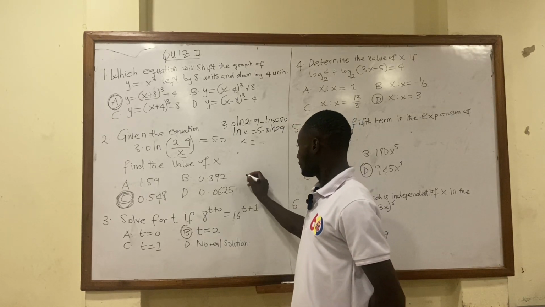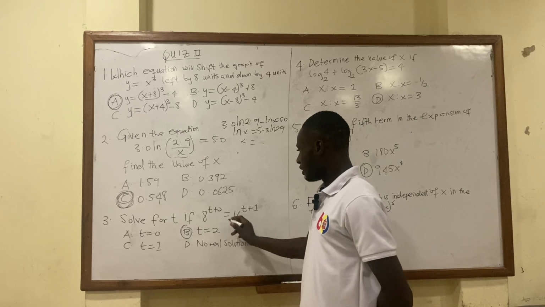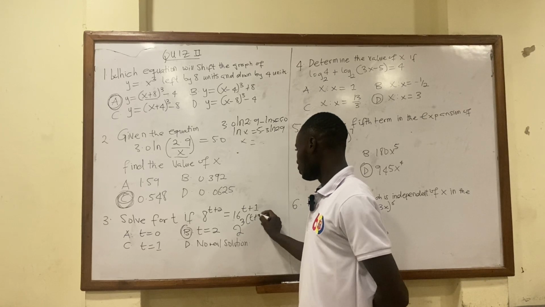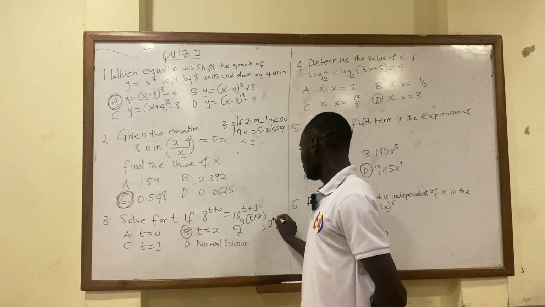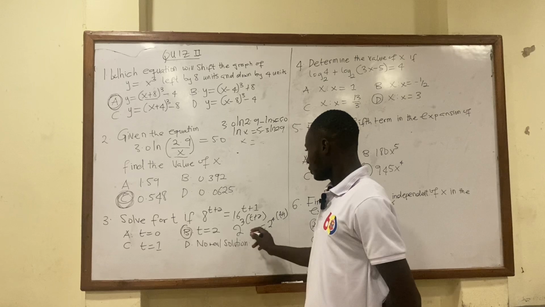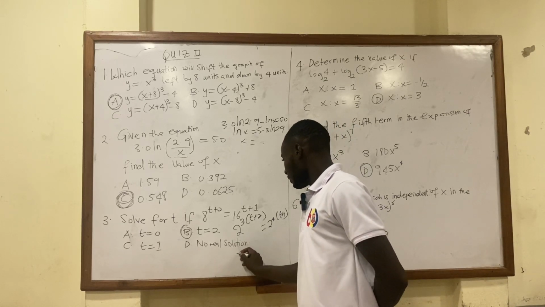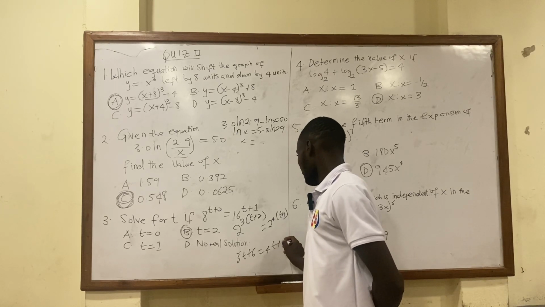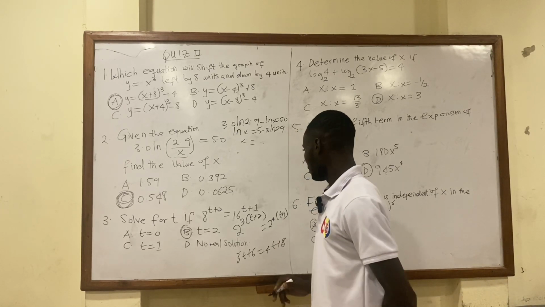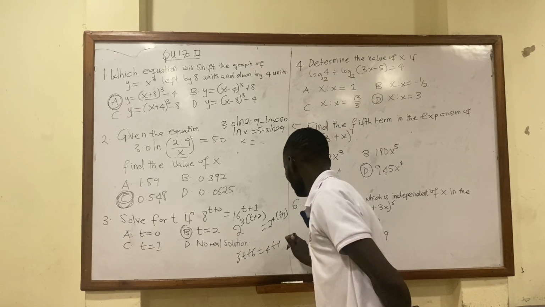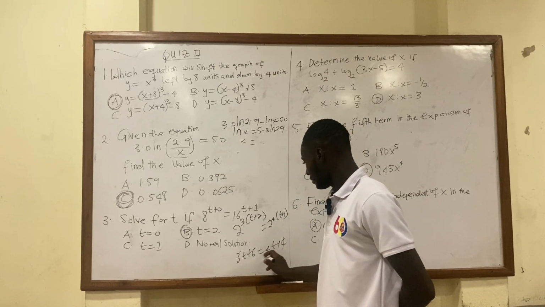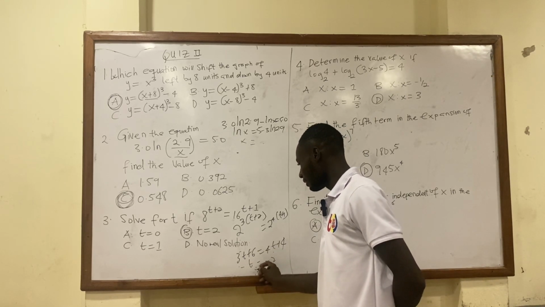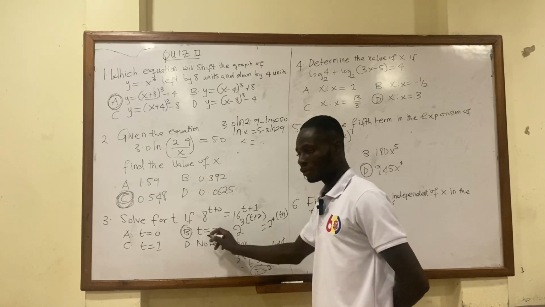If you want to solve it, you make sure the bases are the same. So you say 2 power 3 into (t plus 2) is equal to 2 power 4 into (t plus 1). You know that it will give you 3t plus 6 is equal to 4t plus 4. So this going here, we have minus t, and this going here, we have minus 2. So I'll say t is equal to 2 as obtained over here.